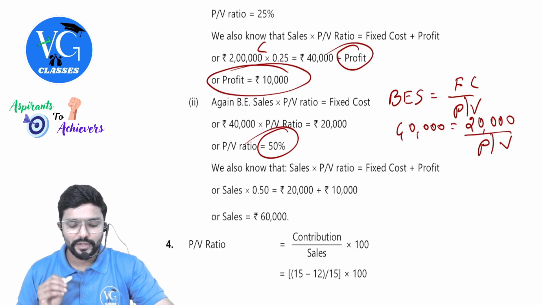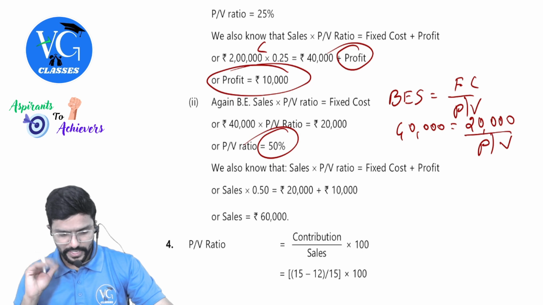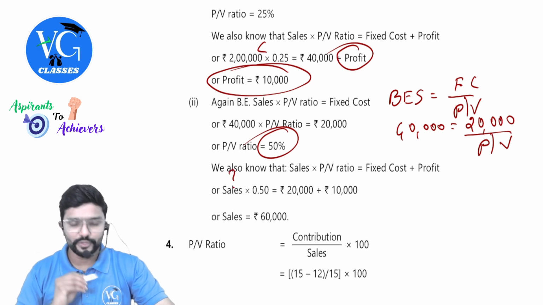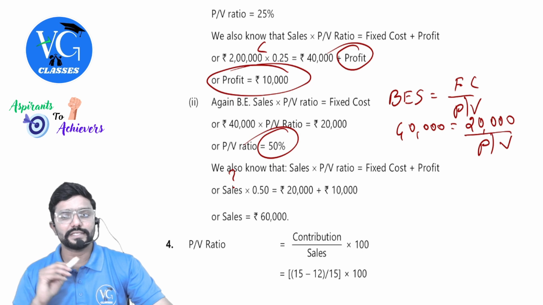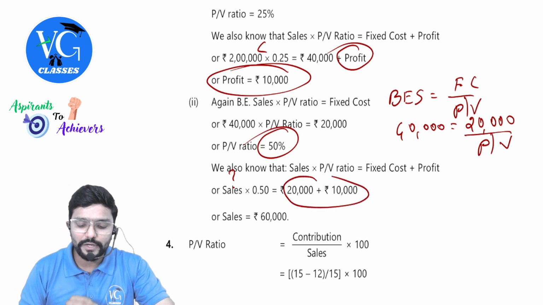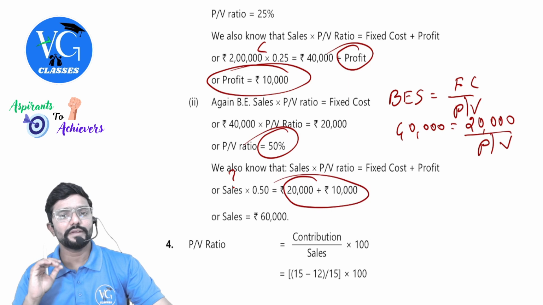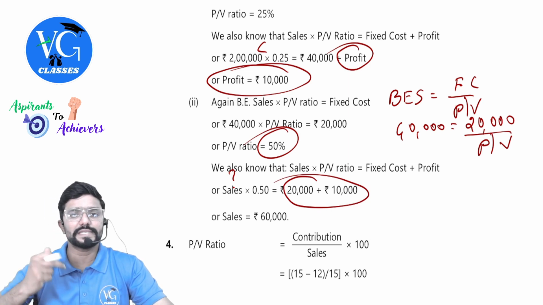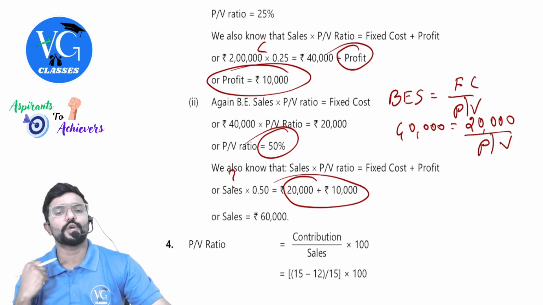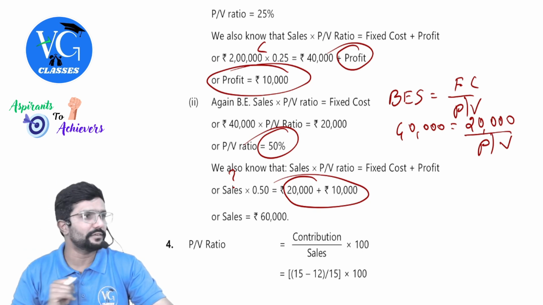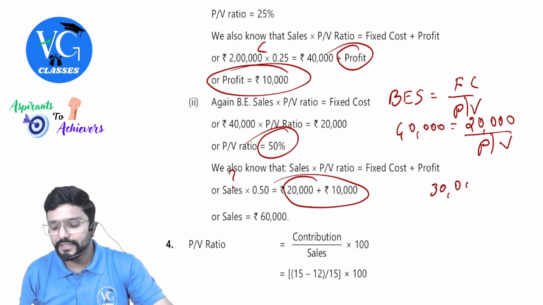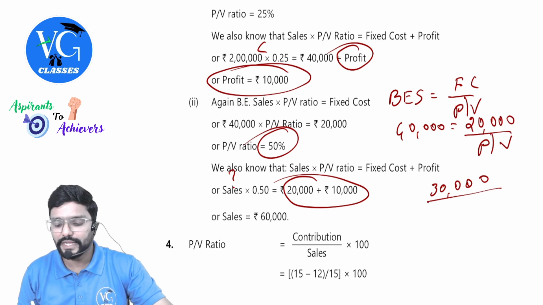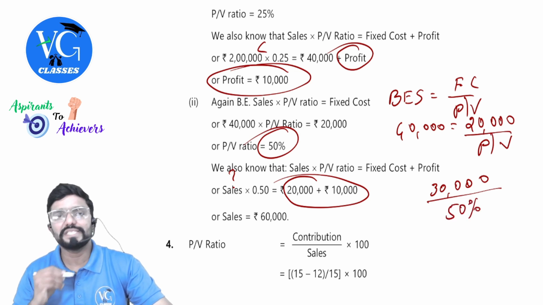We also know that sales into PV ratio, that is contribution, minus fixed cost will give you profit. Do we know the sales? No. Do we know the fixed cost? Yes. Profit? Yes. Now, can you calculate contribution? Fixed cost plus profit is equal to contribution. How much is that? 30,000. So contribution in rupees is 30,000, contribution in percentage is 50%.